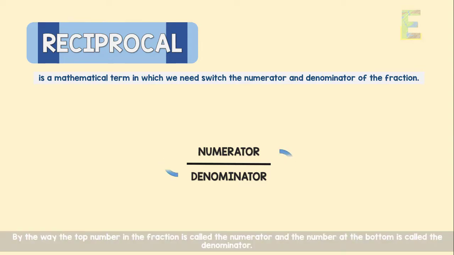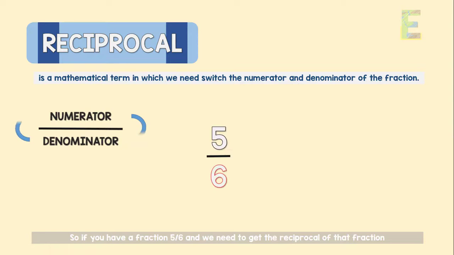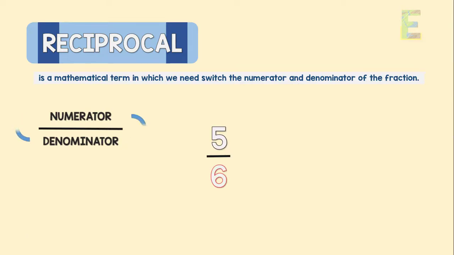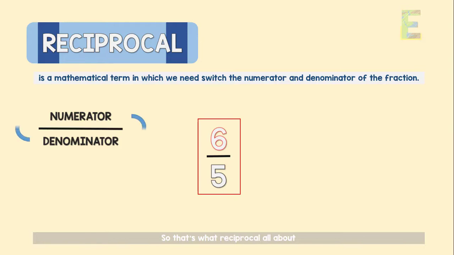By the way, the top number in the fraction is called the numerator and the number at the bottom is called the denominator. So if you have a fraction 5 over 6 and we need to get the reciprocal of that fraction, all we have to do is switch the numbers 5 and 6. Therefore, the reciprocal of 5 over 6 is 6 over 5. So that's what reciprocal is all about.